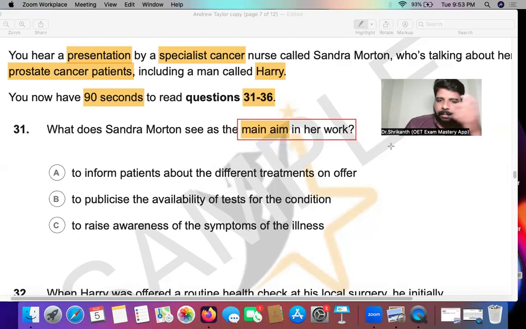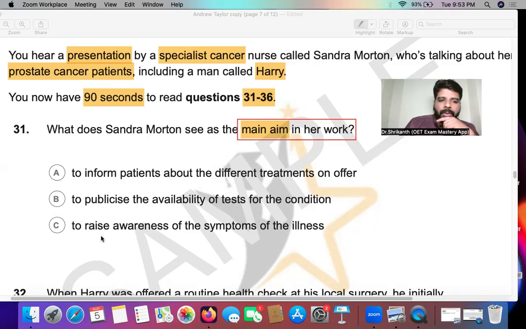Main aim means what? The main goal. So she's doing a job, she's doing a work, and according to her, what is the number one priority? What is the main intention of her work? This is your duty. So your duty is to find the main objective, the main goal of her work. Now you have to train yourself to listen only to that and to avoid the distractors one by one and also to eliminate the answer options one by one.